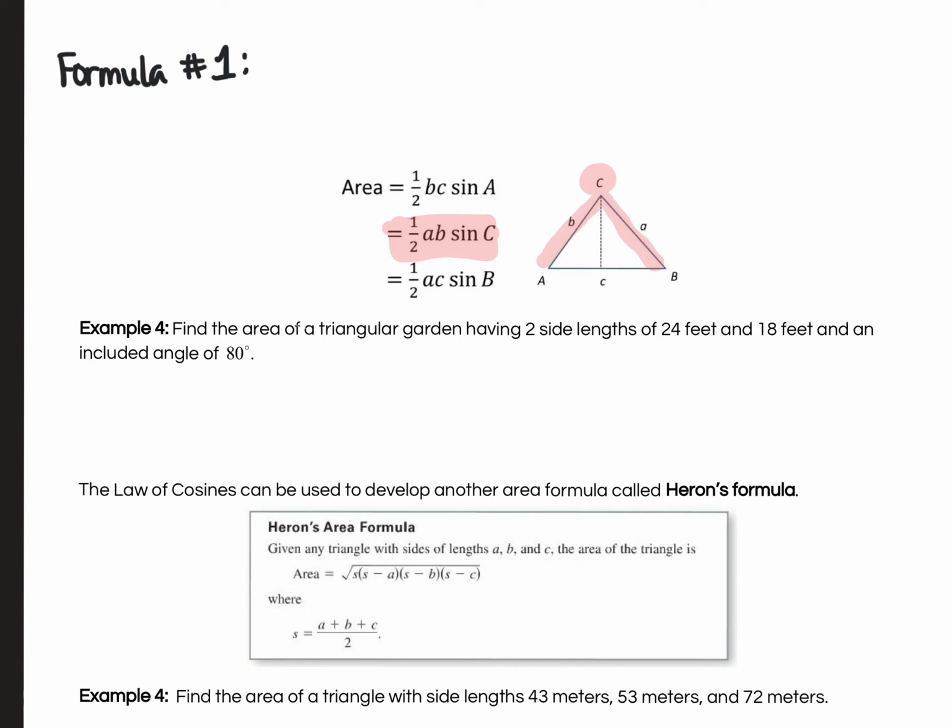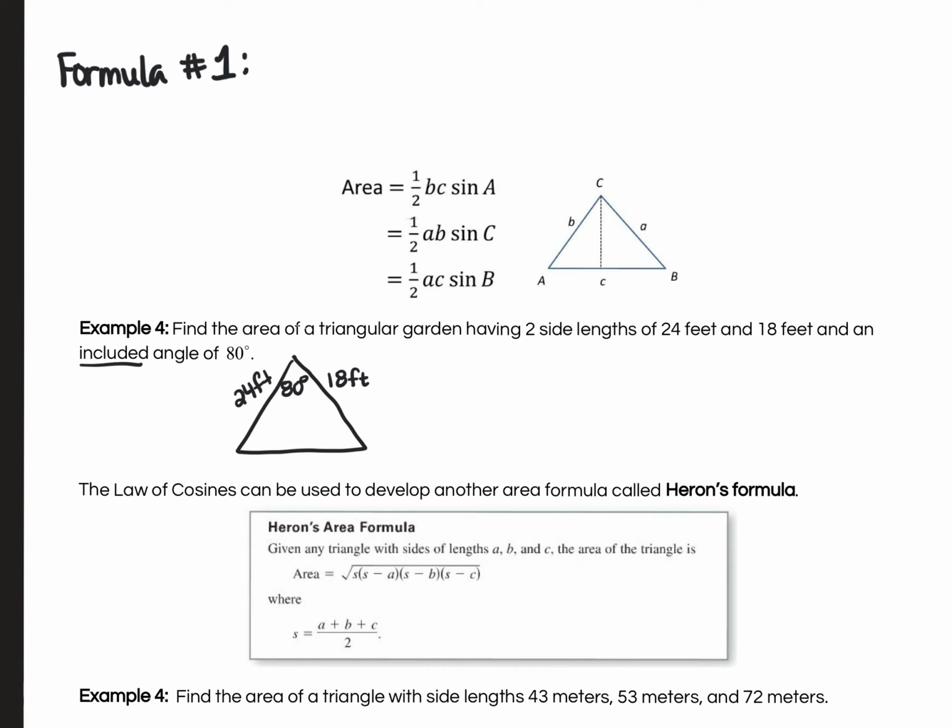So let's just try one with this. This is just a matter of understanding and trying a formula. Let's look at example 4. We want to find the area of a triangular garden having two side lengths of 24 feet and 18 feet and an included angle. That just means the angle in between. If I draw a picture of that, one side of my garden has 24 feet as a side length, and one side has 18 feet as a side length. The angle in between those two sides is 80 degrees. I want to find the area of that.